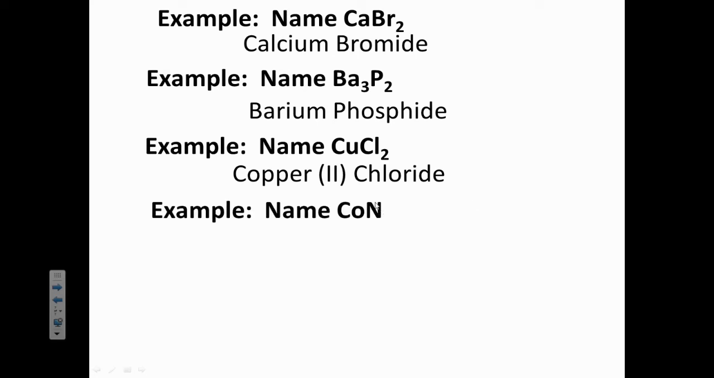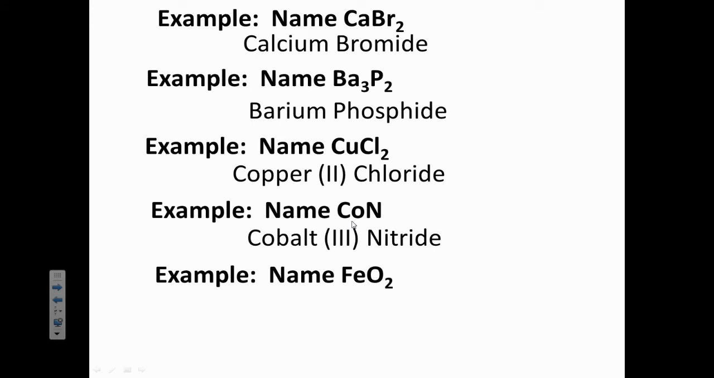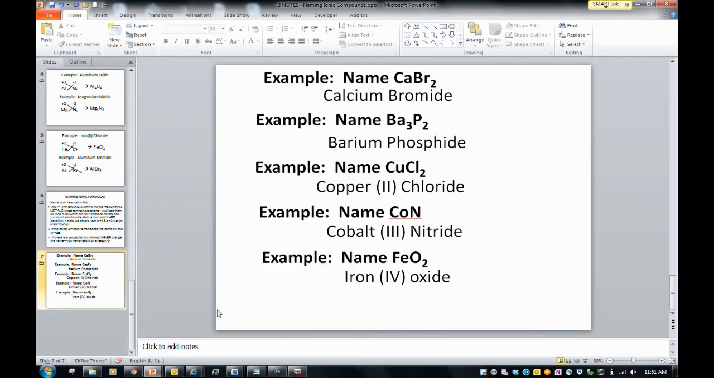How about this one? Nitrogen likes to gain 3. 1 cobalt is satisfying it, so that means that this cobalt must be losing 3 electrons, and it would be cobalt 3 nitride. How about this one? 2 oxygens. Each would like to gain 2. So this needs 4 electrons to be satisfied. Iron is satisfying it just 1. So that means that this iron must have a +4 charge. And that is it.